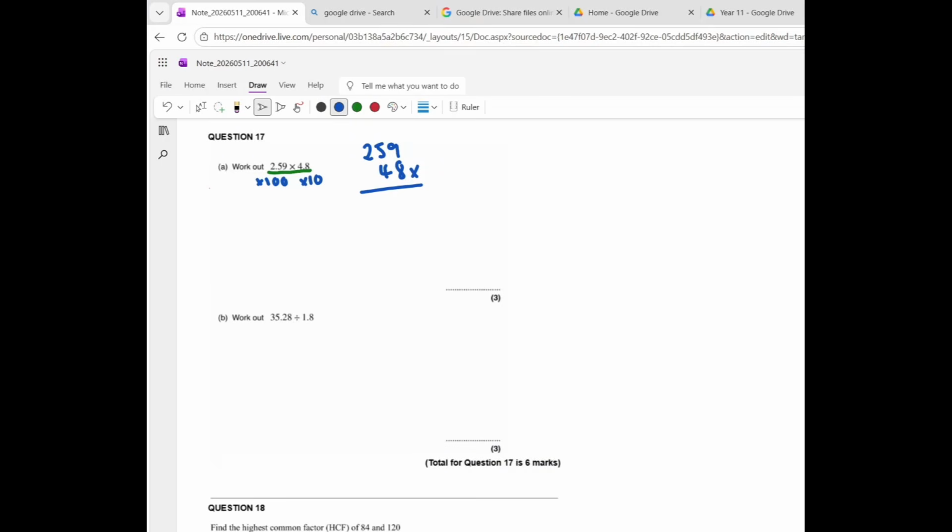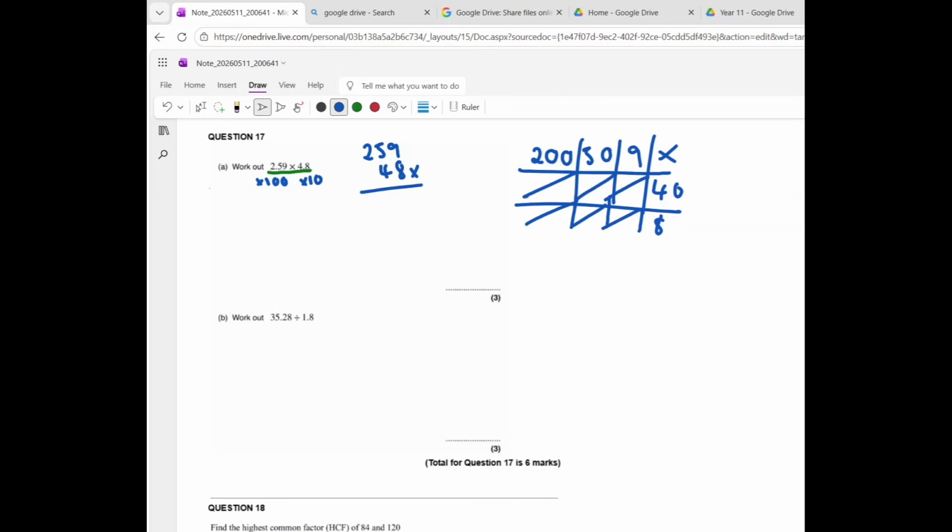There's lots of different ways of doing multiplication. You can set it out like this. You can split your number into 250 and 9, and then 40 and 8, and you can do it that way and work out each calculation and add them together. Or there's Napier's bones, which some of you might have seen, that looks like this. It depends on which method you prefer. This is the quickest method here.